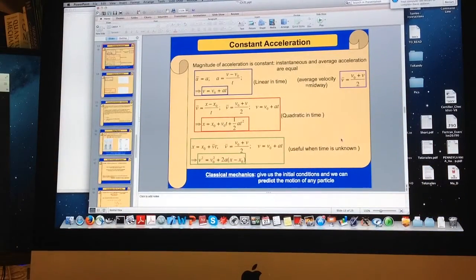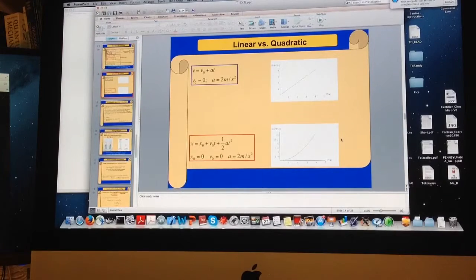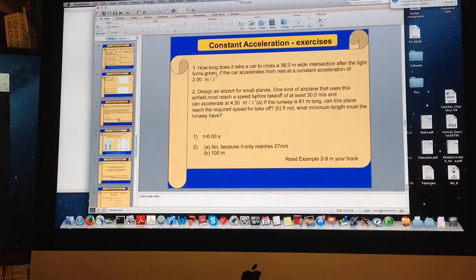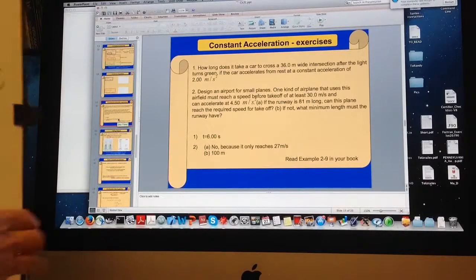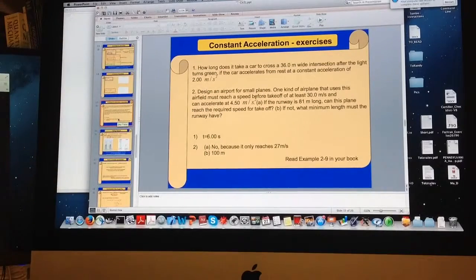Alright, so we already talked about the plots, and now let's try to solve problems. We are going to put all of these equations together to try to solve this problem. So let's see how we are going to do that.